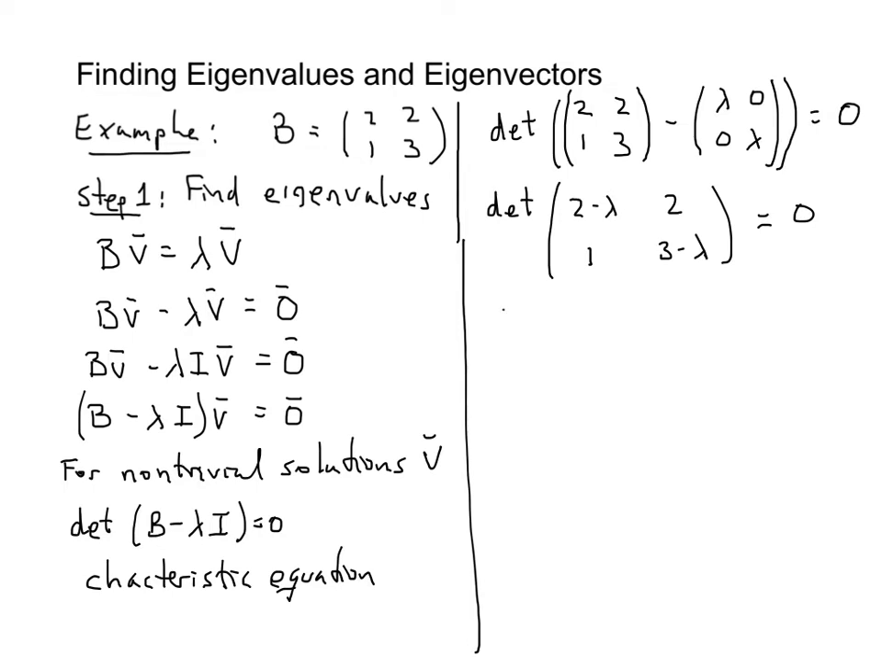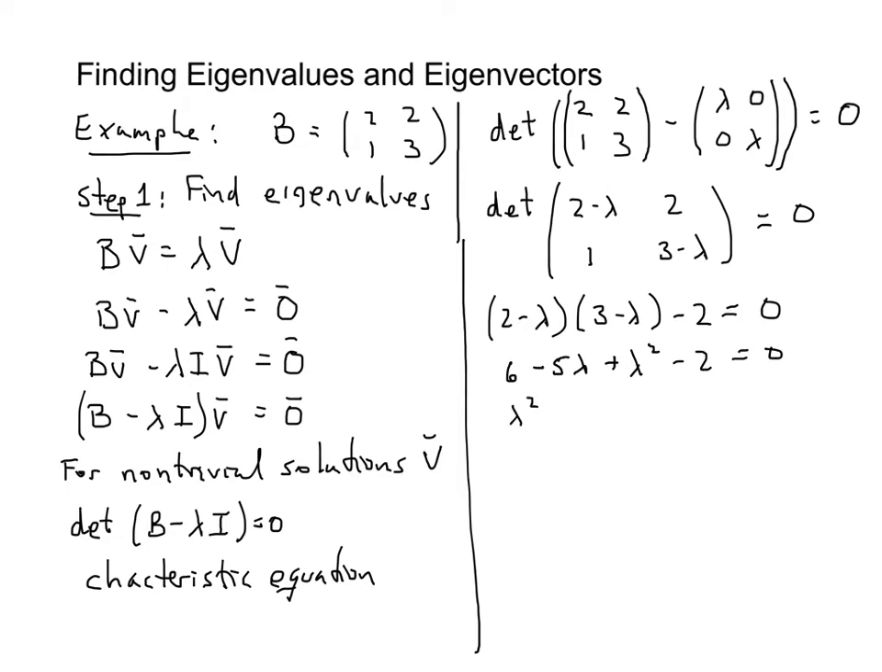Taking a determinant, we multiply the diagonals and subtract. We get 2 minus lambda times 3 minus lambda, multiplying this diagonal. And then we subtract what we get when we multiply this diagonal. That's how we compute a determinant. And so we subtract 2, we get 0. Multiplying out, I have a 6, I have minus 5 lambda, I have a lambda squared, and I have a minus 2. Putting it all together, I have lambda squared minus 5 lambda plus 4 equals 0.